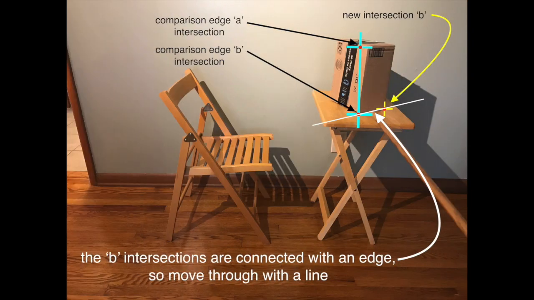The reason you do that is that was a guideline. And once a guideline has served its purpose, in this case locating the height, you get rid of it immediately so that you don't get confused and start thinking, oh, this is the edge of a form. Once a guideline has served its purpose, you erase the guideline. So awesome. You've got on your paper now comparison edge A intersection and comparison edge B intersection. And you've got the new intersection B located. You know where it goes.